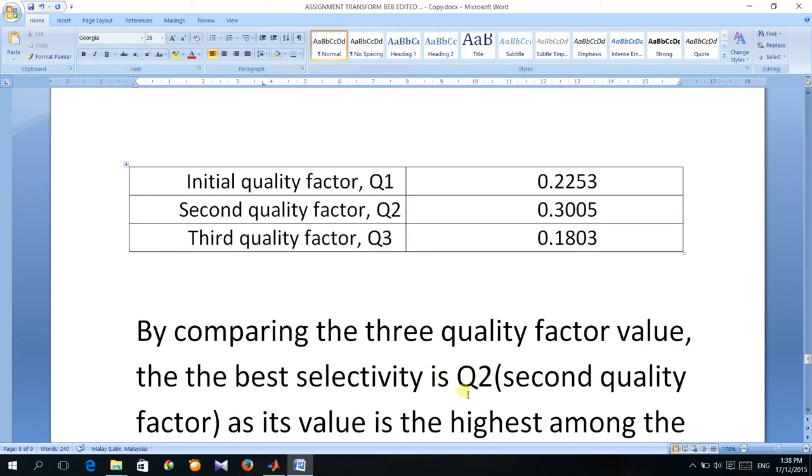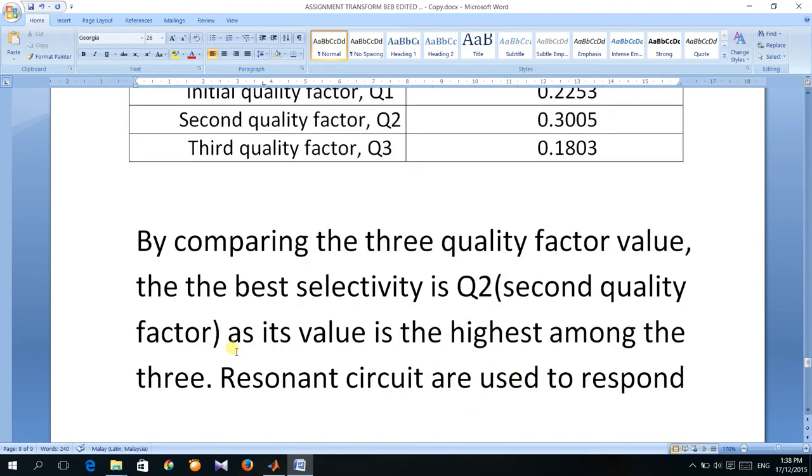It is the value that we get at the graph. That is, when we compare the three, the quality factor value of Q2, the second quality factor, is the highest among the three.